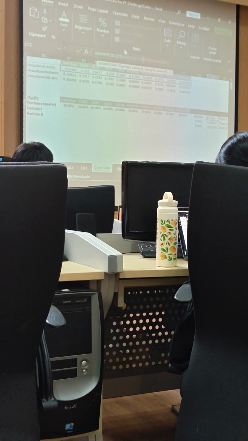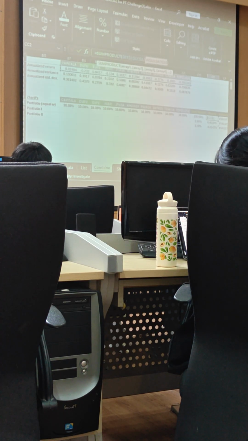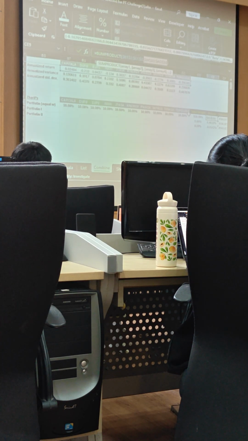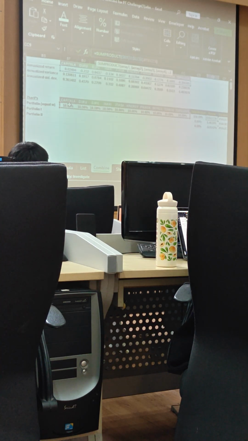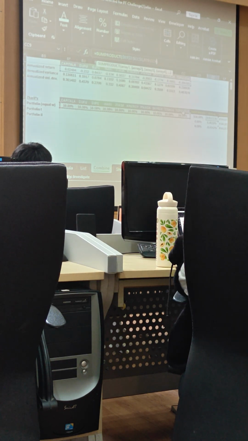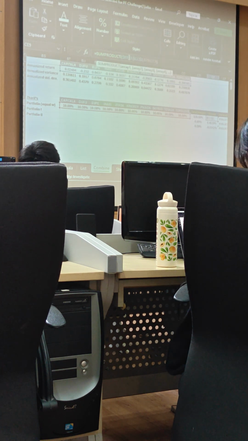Fix it, kita tetapkan dia because this return akan berubah. The second one, the sum product would be the weight. This would be the weight. In other words, this calculation, I will not fix this one because I will drag the formula to bawah. So what does it mean? It means that it is a product.